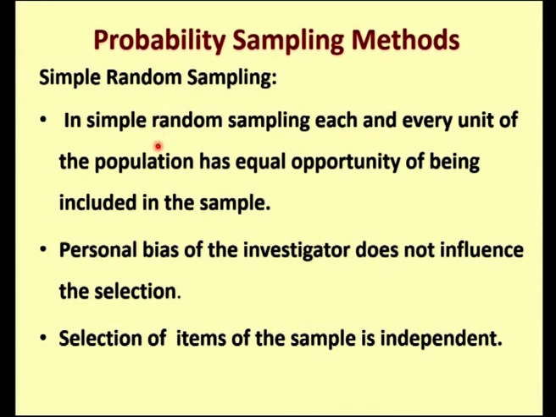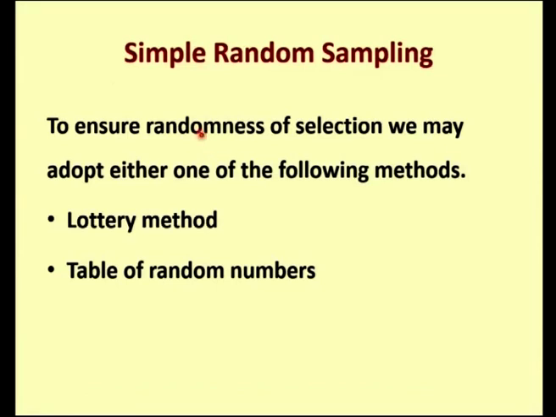Here each and every unit of the population has an equal chance of being included in the sample. As I mentioned already, since the population units are already assigned a probability or chance of being included, no personal bias of the investigator can influence the selection. Selection of the items of the sample is independent. And there are two methods available to take a random sample by simple random sampling. The first method is the lottery method and the second one is the table of random numbers. By following either of these methods, we can ensure randomness of the selection.